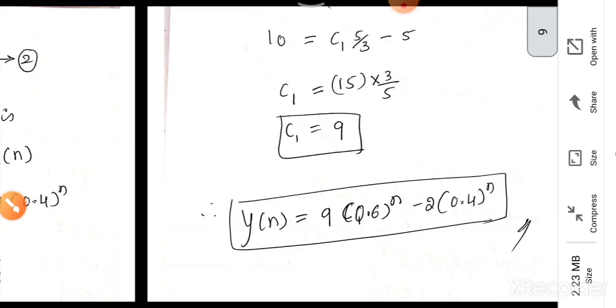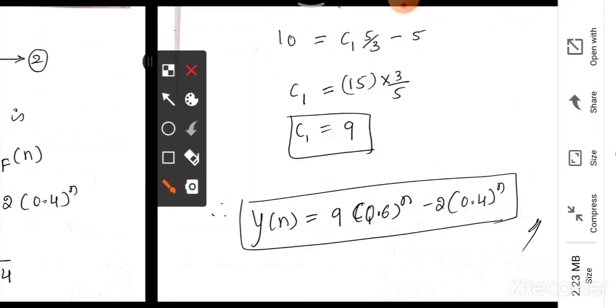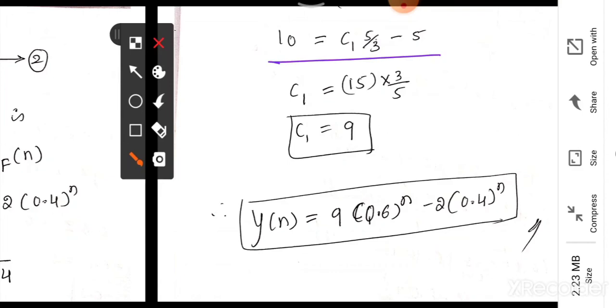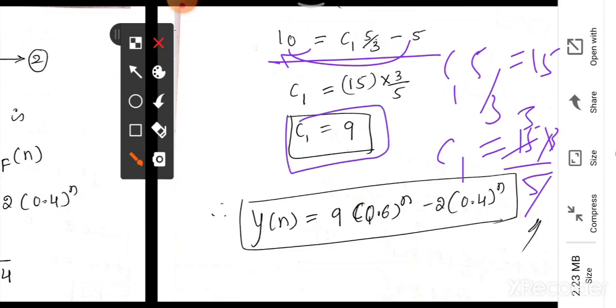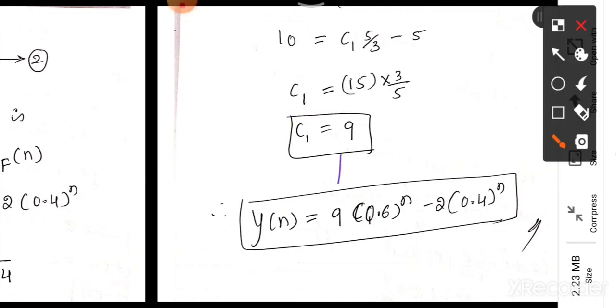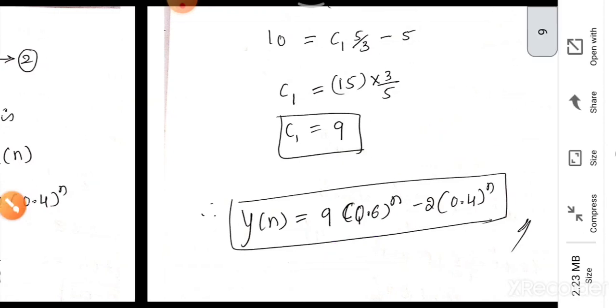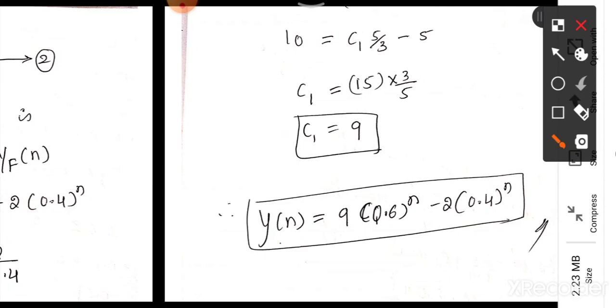Okay, simplify this equation. So C1 5 by 3 equal to, you can do, then this 5 you can send this side, which is equal to 15. Therefore C1 will be equal to 15 into 3 divided by 5. So 5 3s are, so 3 3s are 9. Therefore this C1, the natural response constant, is 9. Okay, 9 into 0.6 raised to n minus 2 into 0.4 raised to n. So this is your total response of the given equation.